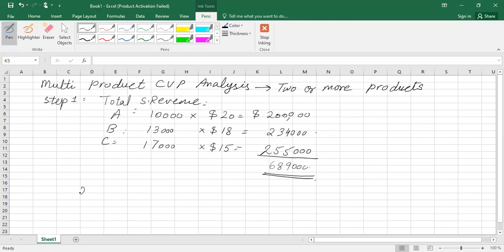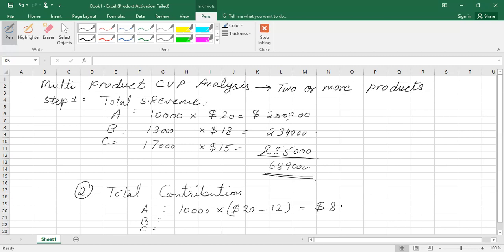Step 2 is what? Step 2 is total contribution. A, B, C. We assume that the contribution for A is like $8. 12 is the variable cost, so the contribution per unit is 8 into 10,000. 80,000 is the total contribution of A.